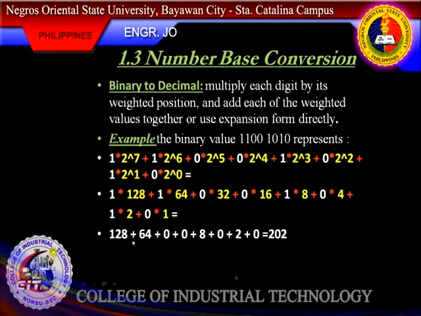So adding them, 128 plus 64 plus 8 plus 2. 128 plus 64 is equal to 192. 192 plus 8 is equal to 200. 200 plus 2 is equal to 202.